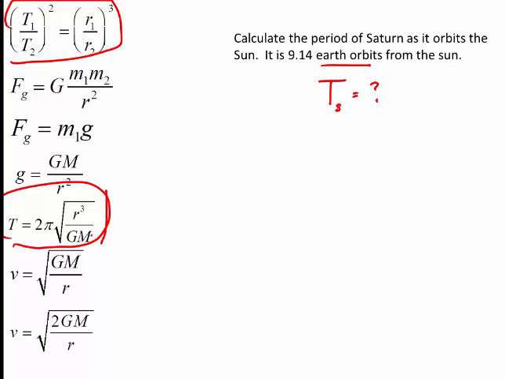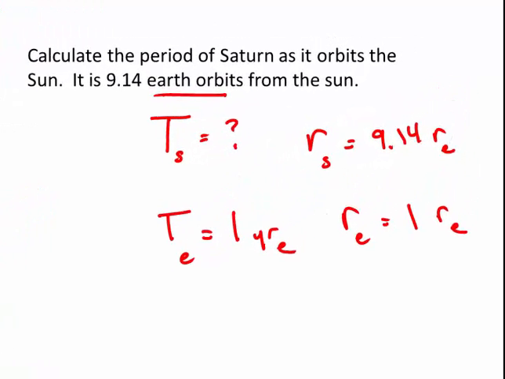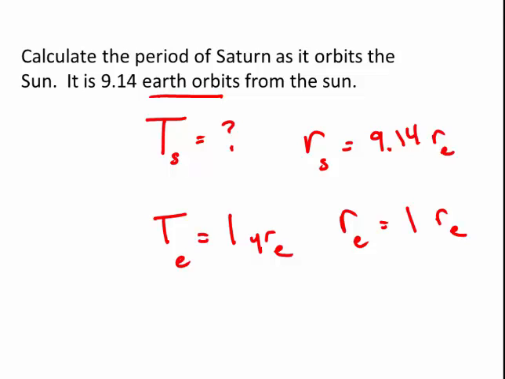Well, without looking up any other information, I could use Kepler's laws. So, I'm hunting for the period of Saturn. I know that the radius of Saturn is equal to 9.14 Earth radiuses. I know the period of the Earth is equal to 1 Earth year. I know the radius of the Earth is equal to 1 Earth radius. With that information, I can go ahead and solve this.